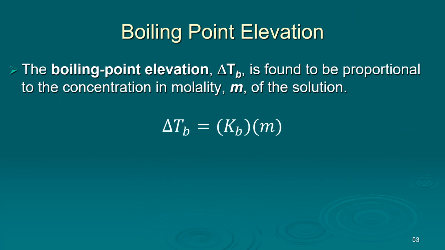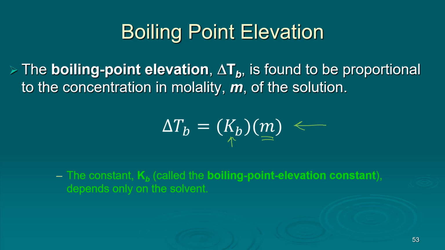So the boiling point elevation is proportional to the concentration. That's why it's a colligative property. It depends on the concentration. In this case, like I said earlier, we use molality because temperature changes will change concentration and molarity, whereas molality won't change. So this happens to be the equation for the boiling point elevation. The change in boiling point will depend on the concentration in molality. Kb is just a constant that will depend on whatever the solvent is. So you'll be given Kb, or you can look it up in a table.